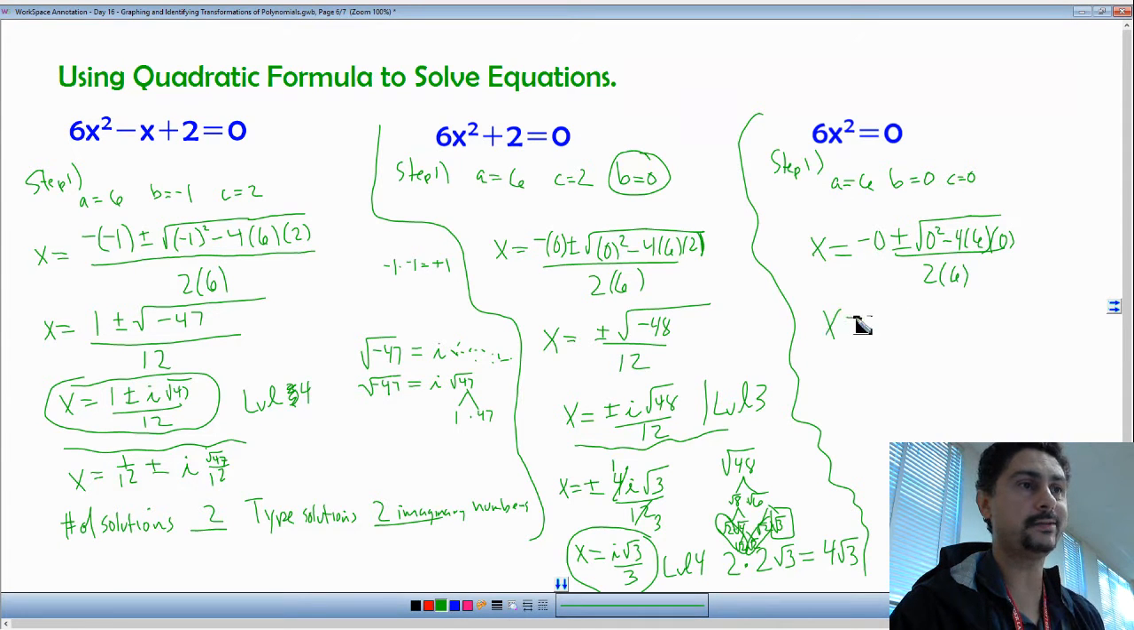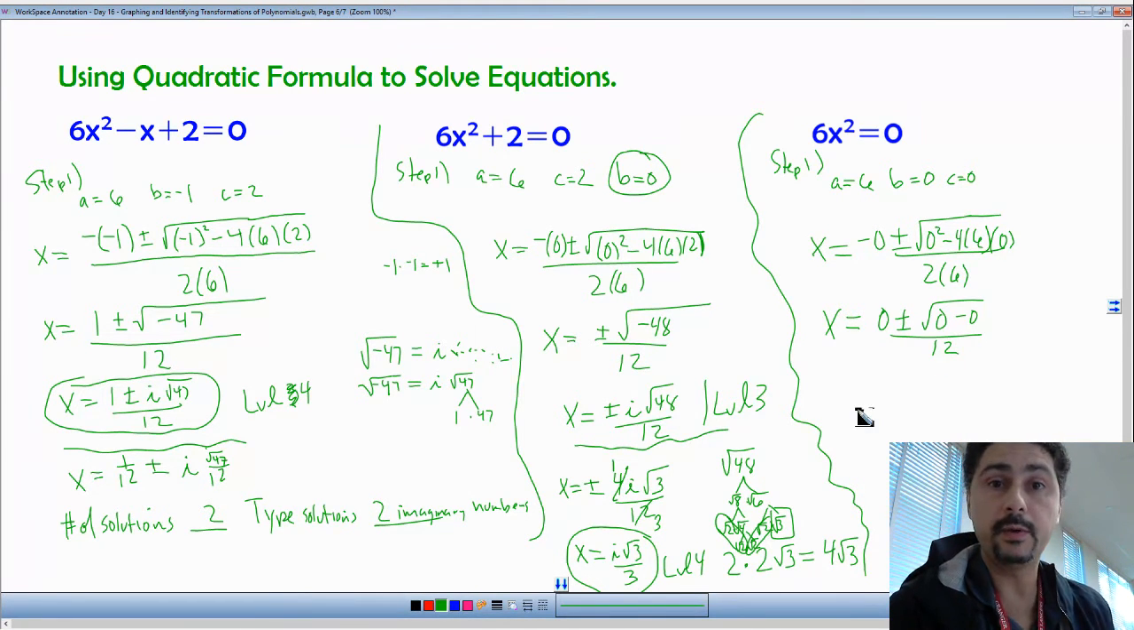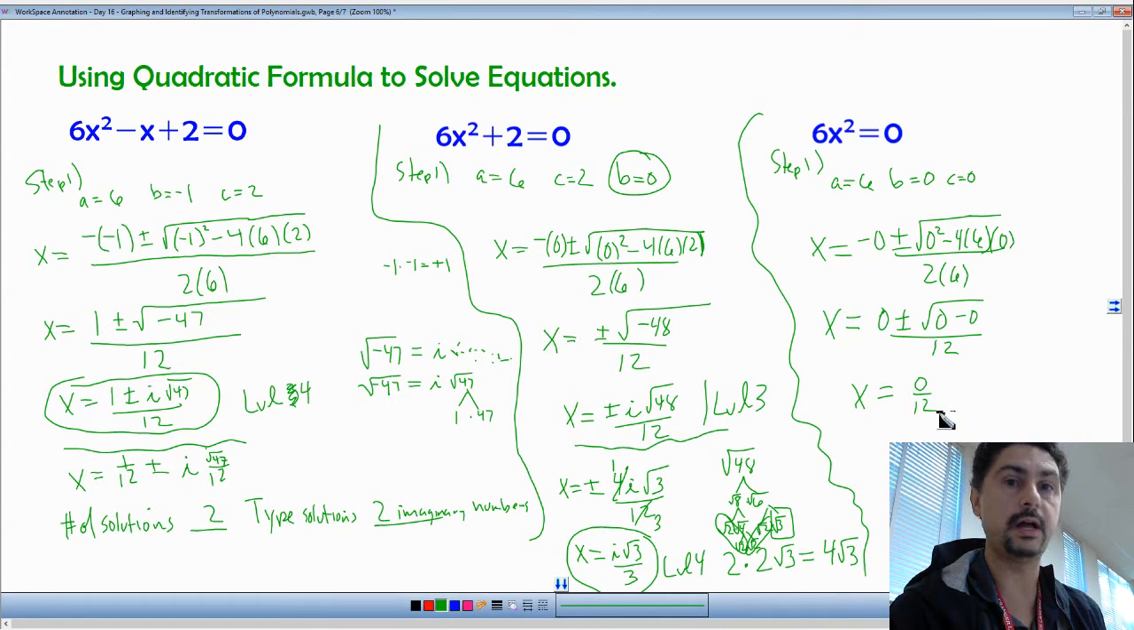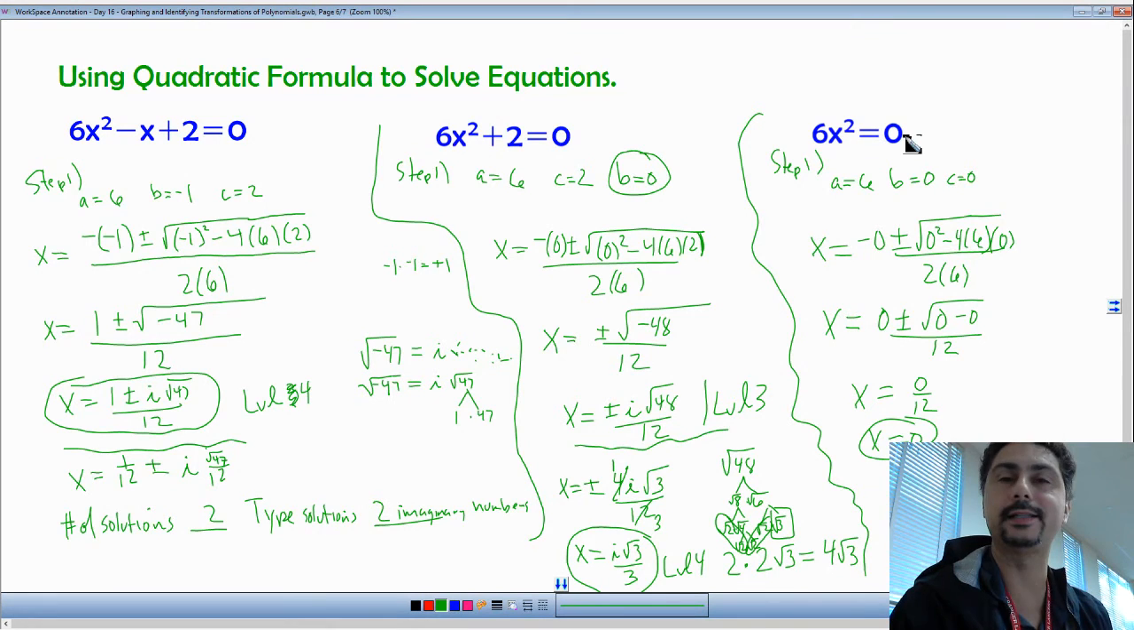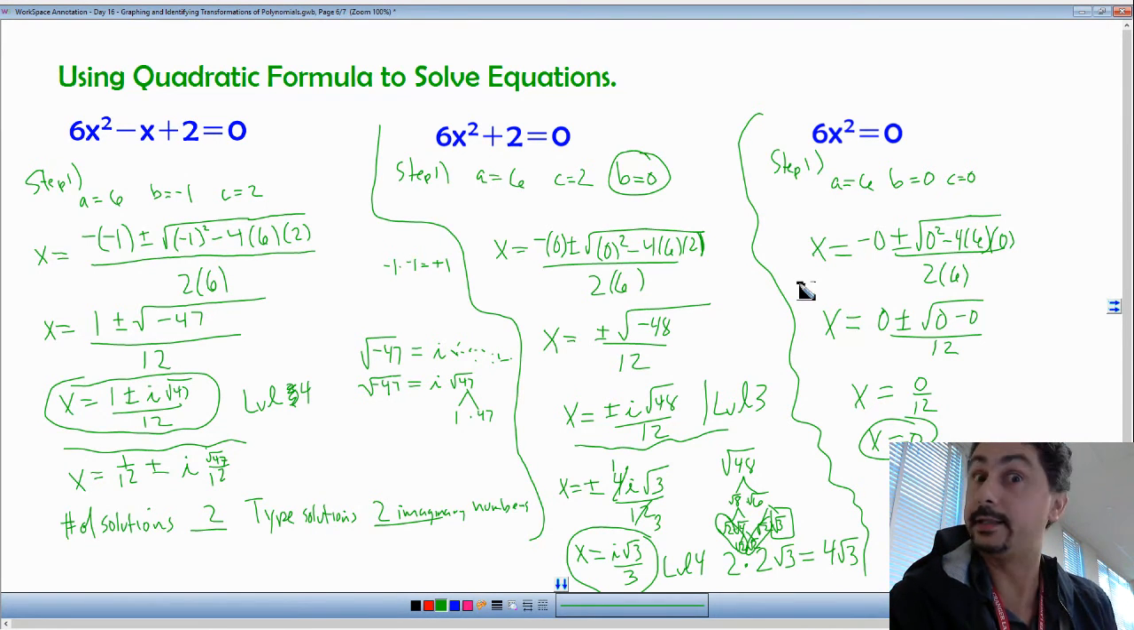Now, wait a minute. This is crazy. Why are we going through so much math for this? Well, I'm going to show you why. Because this becomes 0. This becomes 0. This becomes 0. And this becomes 12. What the heck? We got a whole bunch of zeros on the top. Oh, my goodness. This is x equals 0 over 12. Wait a minute. X equals 0. Oh, we should have known that. We should have known 0 squared times 6 equals 0. But we didn't know that yet, did we?